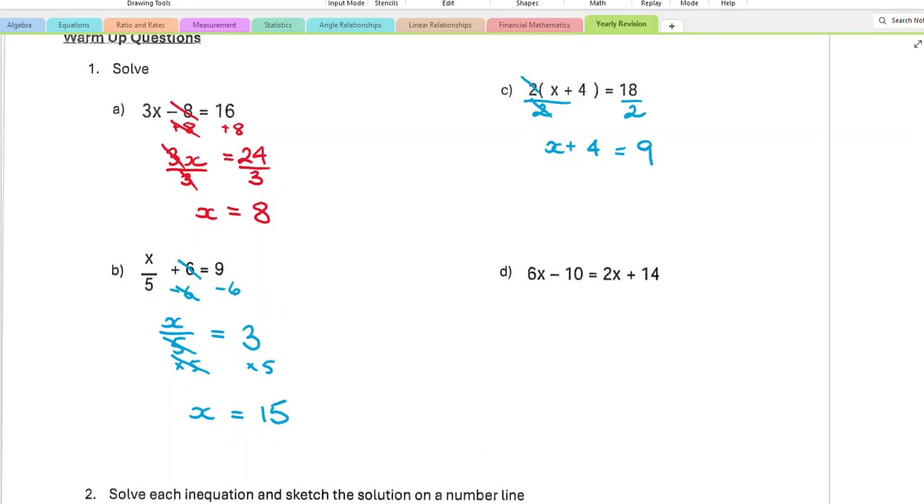I don't need the brackets anymore because the 2 is no longer in front of that. Okay, then I just need to get rid of this 4. The opposite is to minus 4. X is by itself. 9 take away 4 equals 5.